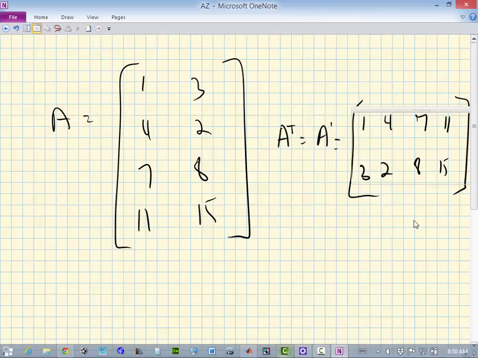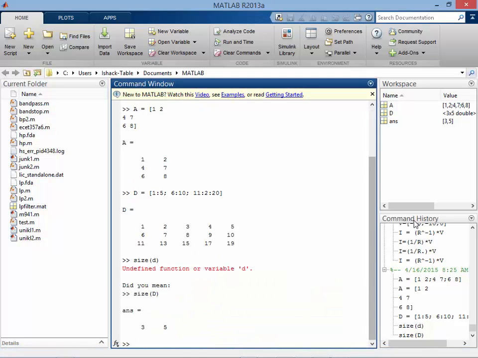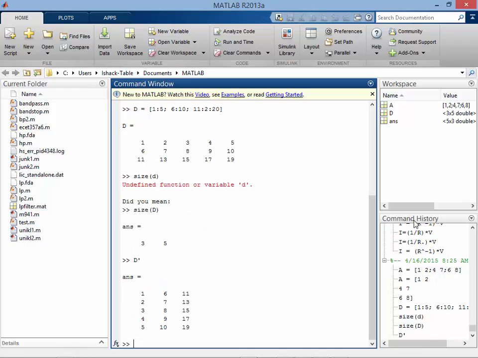But again, we look at the transpose. The way we do that in MATLAB is very simple. We define D right there, and I can just simply say D apostrophe, and that just simply transposes it. That's all it does. So it's very simple to transpose a matrix.